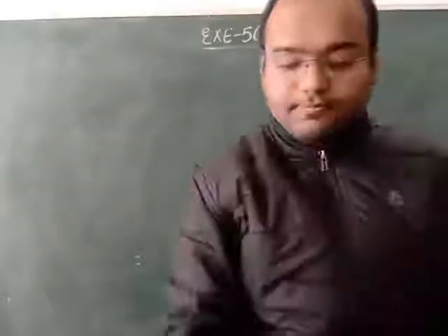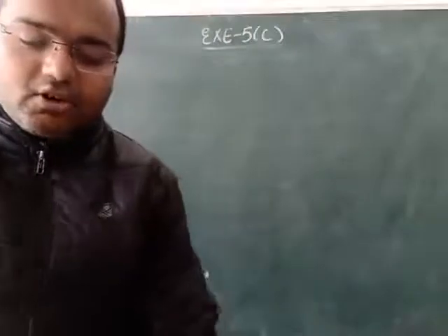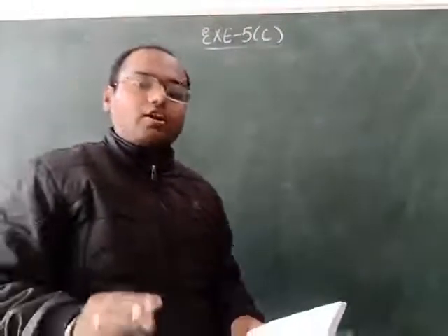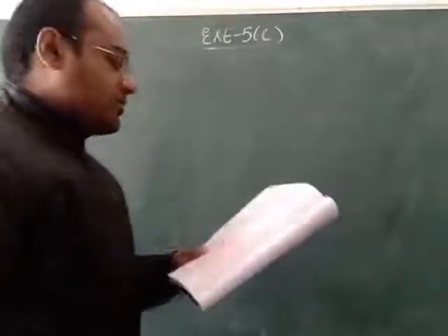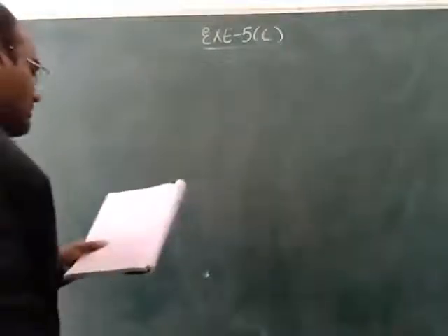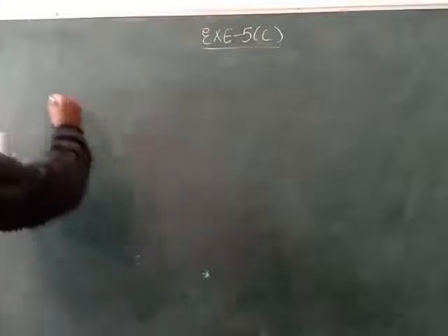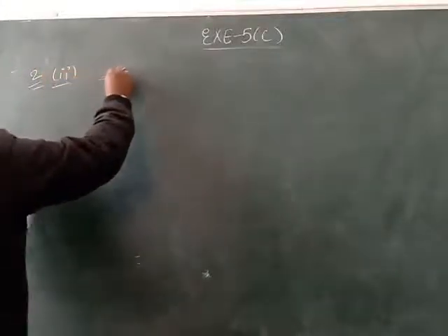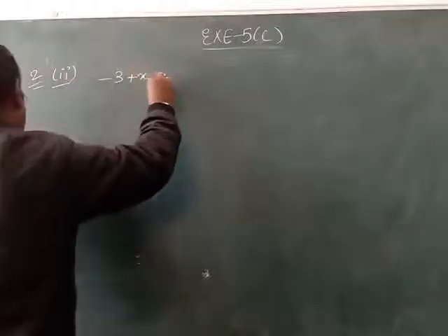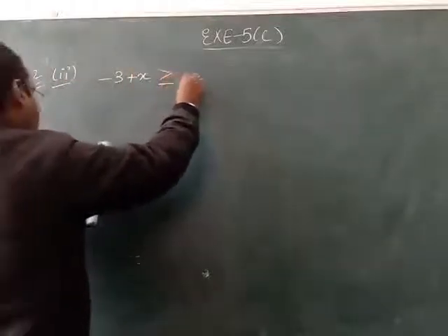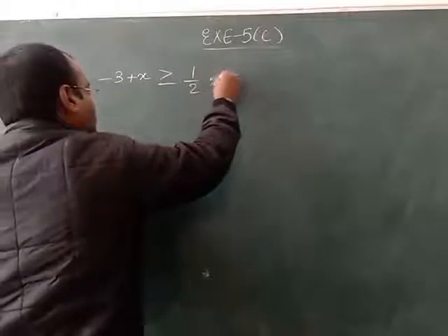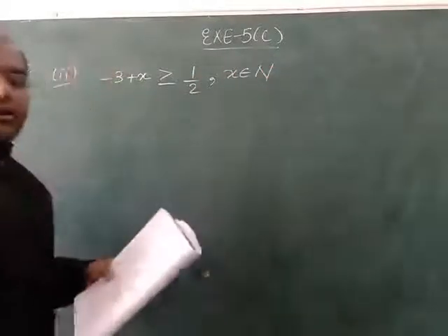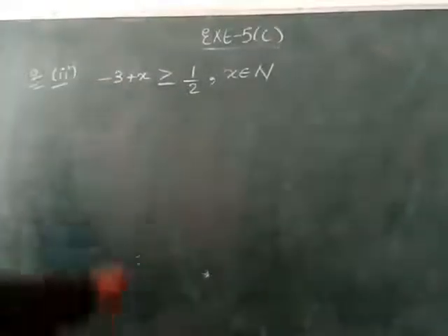Second question. Represent the solution set graphically. You have to show graphically. Graphically means you have to draw a number line. Part number second. Minus 3 plus x greater than equal to 1 upon 2, where x belongs to N. N means natural number. So first of all we will solve it.